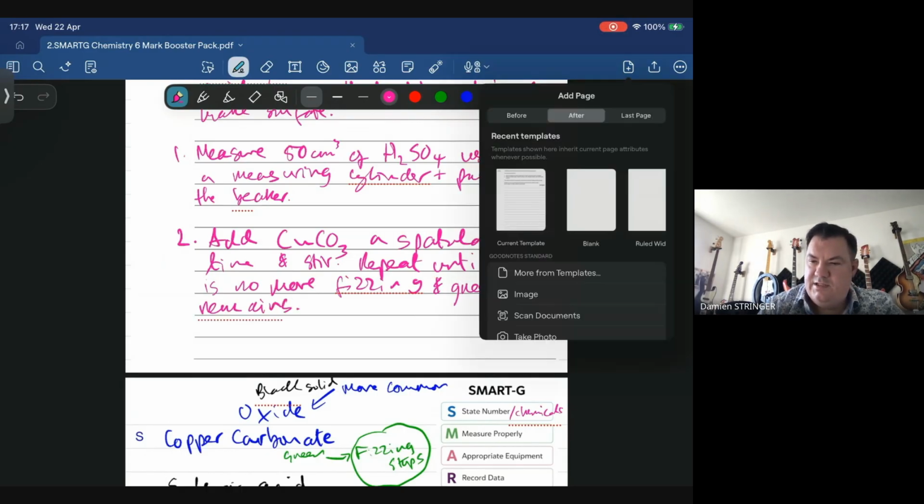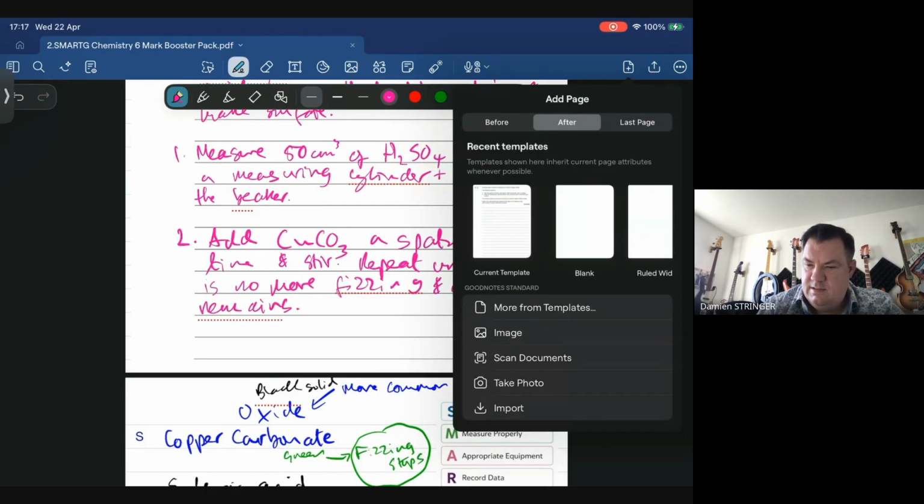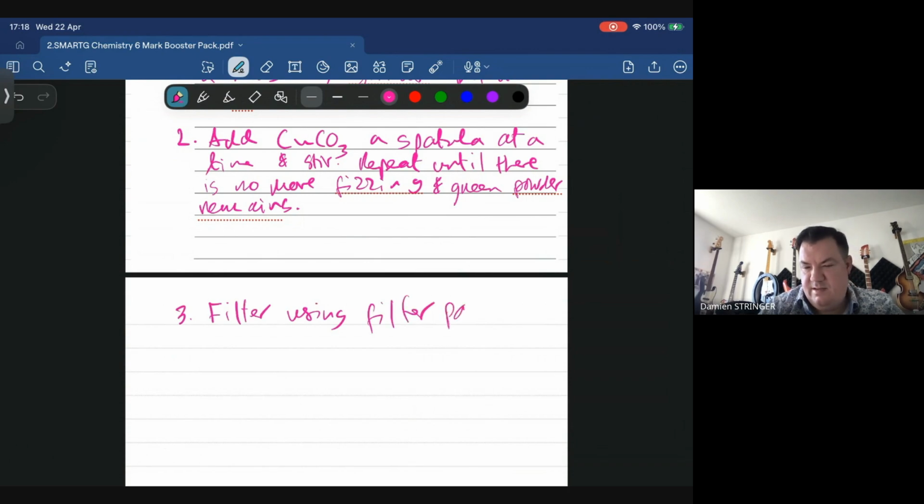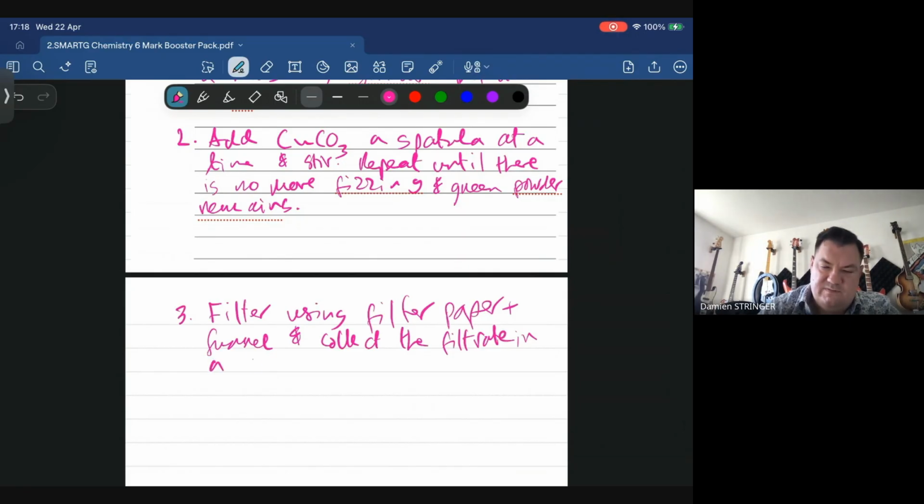Looks like I need another page. Number 3, we're going to then filter using filter paper and funnel, and collect. Now, you might not know this word, and if you don't, it's fine. You can just put liquid, but collect the filtrate in a conical flask. We're making sure that we're mentioning all the equipment as we go.